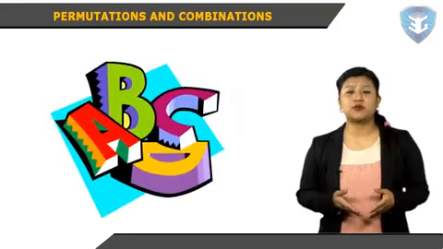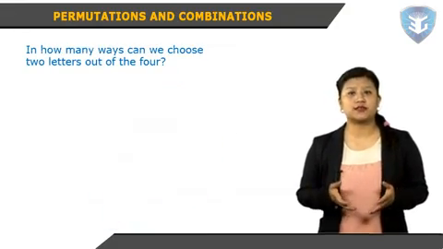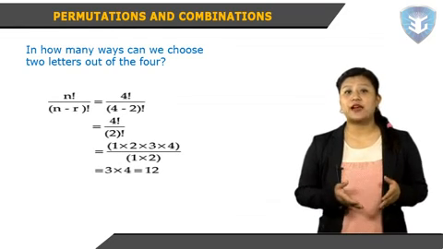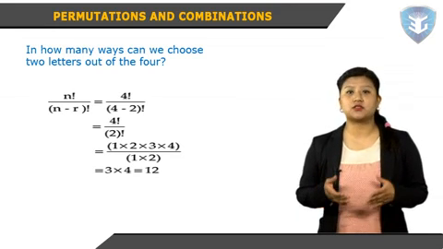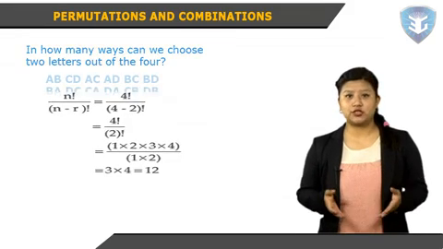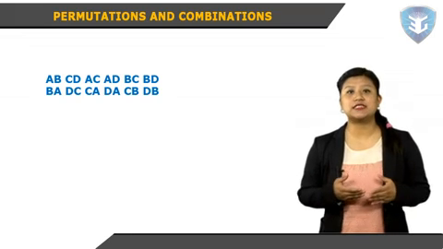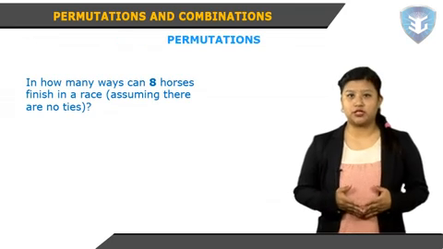Let us take the example of the 4 letters A, B, C, and D. In how many ways can we choose 2 letters out of the 4? Let us look at the screen for better understanding. By dividing out the common products 1 into 2 in both the numerator and the denominator. To see this result clearly, let us write out the permutations: AB, CD, AC, AD, BC, BD, BA, DC, CA, DA, CB, DB.